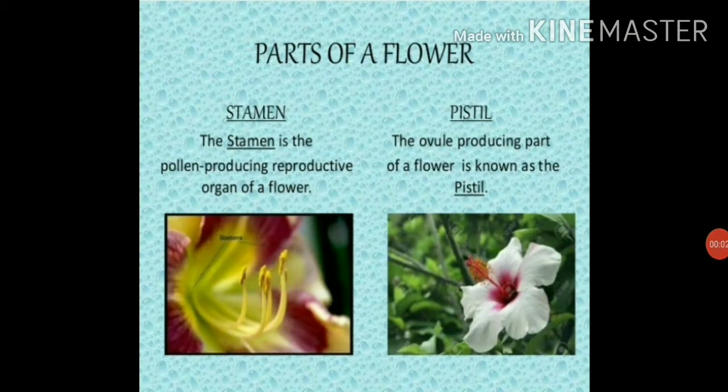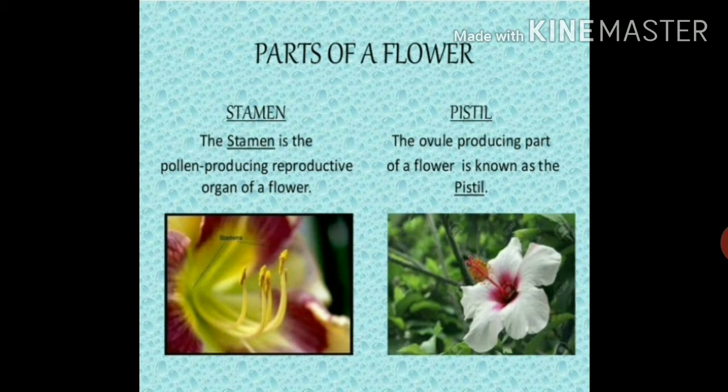So students, let's learn about stamen. The stamen is the pollen producing male reproductive organ of a flower. So stamens or androecium are many little stalks with swollen tops around the center of a flower. You can see the structure of stamen in the structure of flower. So they are nothing but little stalks with swollen tops around the center of the flower. The stamens are the male reproductive part of the flower.